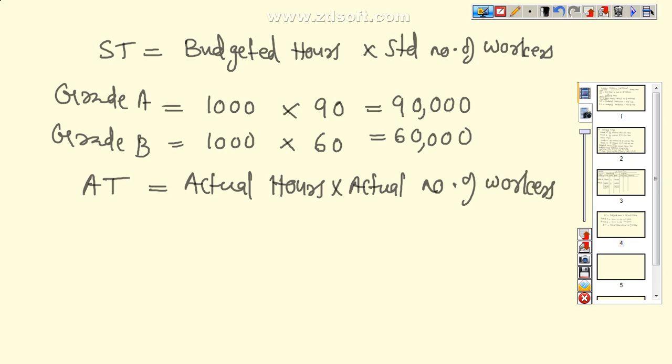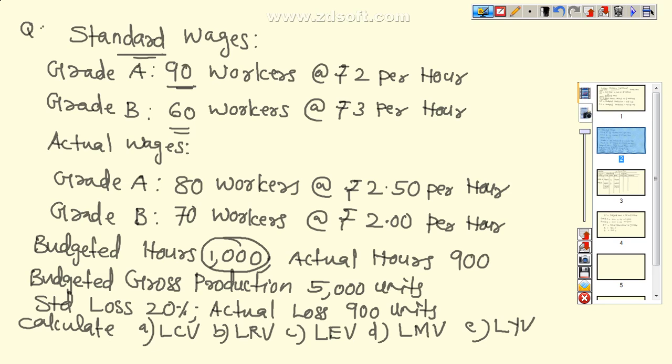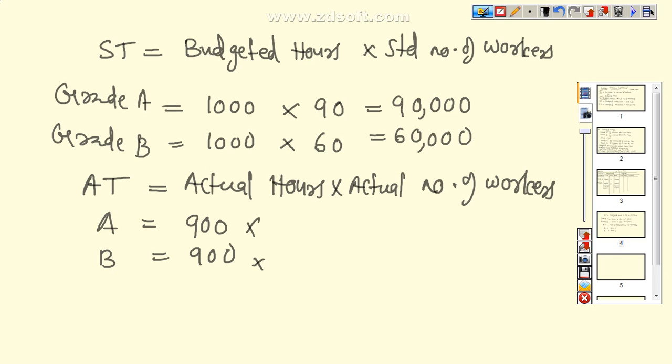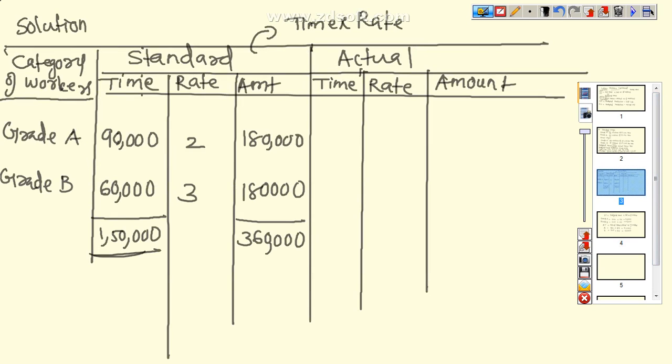For A and B, 900 is given as actual hours, multiplied by the actual number of workers, which is given as 80 for grade A and 70 for grade B. So we write 80 and 70. 900 into 80 is equal to 72,000, and 900 into 70 is equal to 63,000. So in this table we write 72,000 and 63,000.